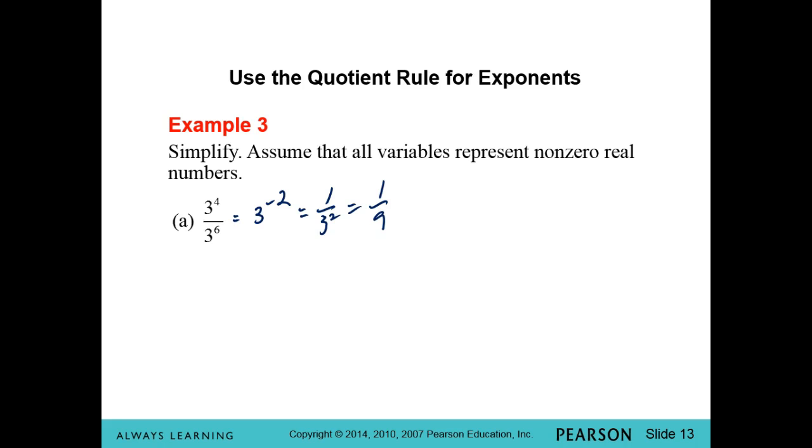Okay? Now, let's see how they did that one. 3 to the 4 minus 6, which is 3 to the minus 2, which is 1 over 3 squared, which is 1 over 9. They didn't do the last step. Okay, how about this one? Y to the minus 4 divided by y to the minus 9. What would that be?